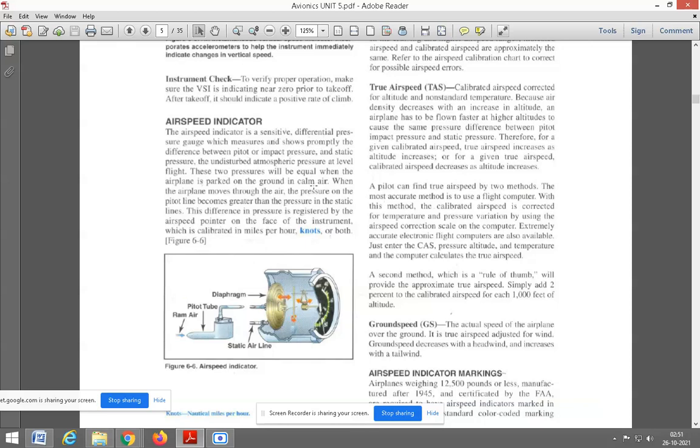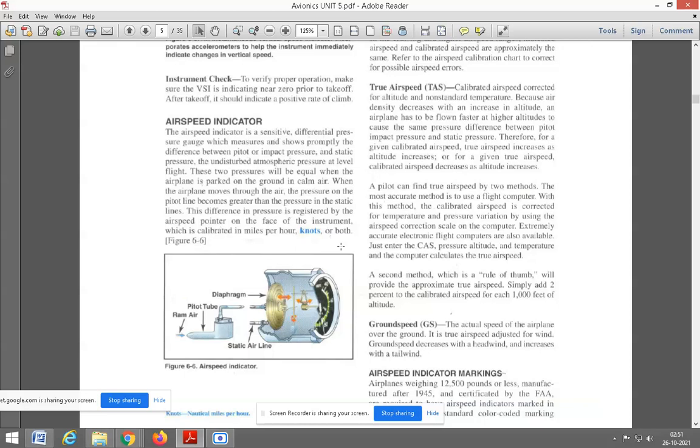Okay, when the airplane moves through the air, the pressure in the pitot line becomes greater than the pressure in the static line. So the two pressure lines change. The pitot pressure will be higher compared to your static pressure. Okay, so this difference in pressure is registered by the airspeed pointer on the face of the instrument, which is calibrated in miles per hour, knots, or both. That means this value is going to be shown by your airspeed pointer.